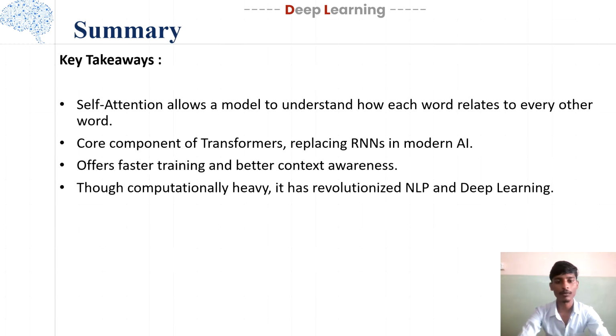Now let's summarize our whole presentation. To summarize, self-attention allows each word in a sentence to understand its relationship with all other words. It is the core mechanism of transformers, which have replaced recurrent neural networks in most modern AI applications. It provides faster training, parallel processing, and better contextual awareness. Even though it is computationally heavy, self-attention has revolutionized deep learning and natural language processing, forming the base of models like BERT, ChatGPT, and T5. Thank you for listening.